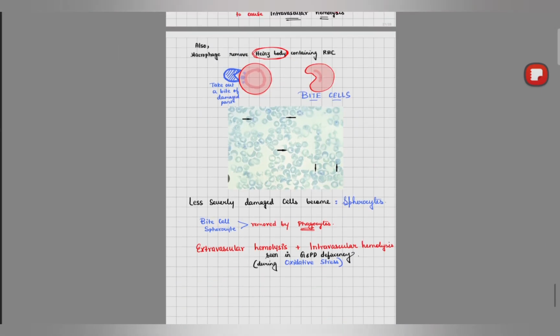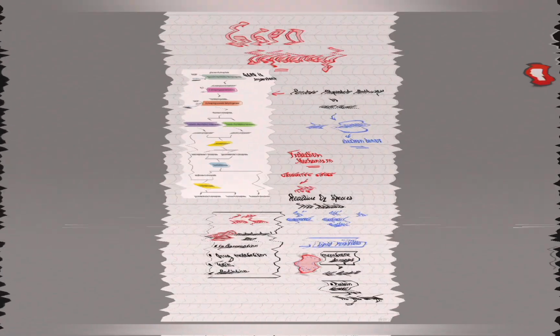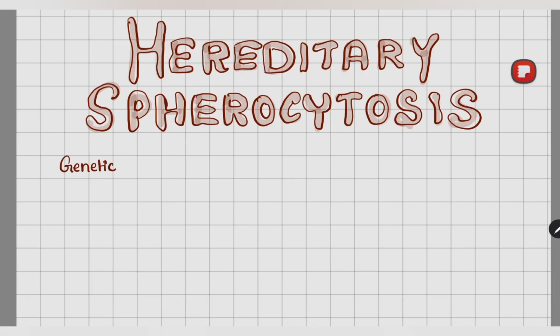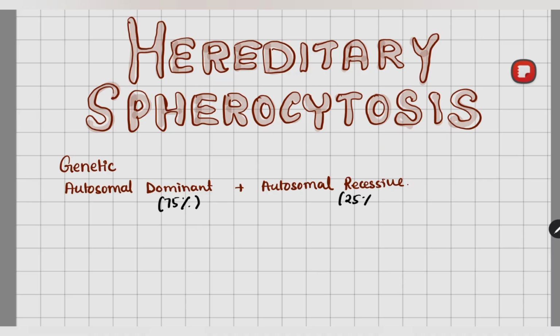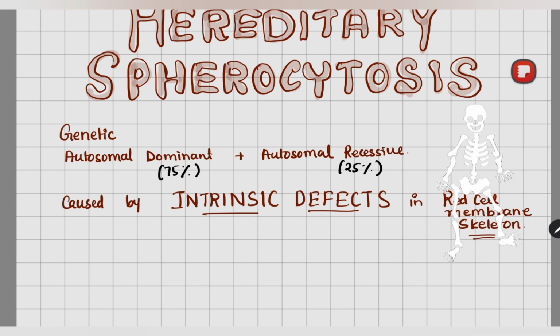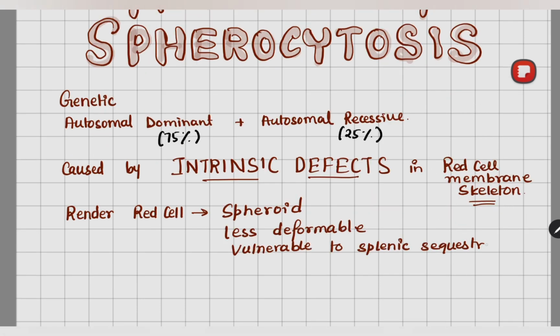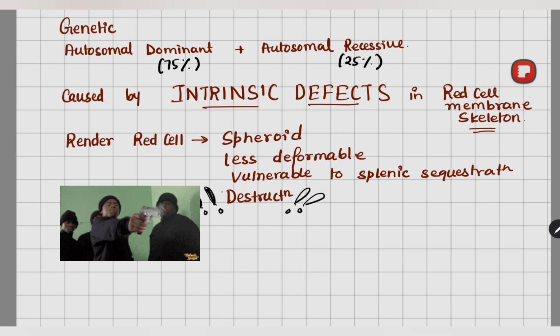So that was all about G6PD deficiency, and now we will move on to hereditary spherocytosis. Hereditary spherocytosis is a genetic disease which can either be autosomal dominant, which happens mostly, or it can be autosomal recessive, which happens in 25%. Now, it is caused by intrinsic defects in the red cell membrane skeleton, which makes the red cell spheroid, less deformable, and vulnerable to splenic destruction.